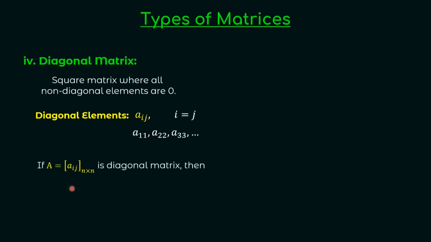So if A equals the matrix [a_ij] of order n by n is a diagonal matrix, then we can say that a_ij is equal to 0 when i is not equal to j.